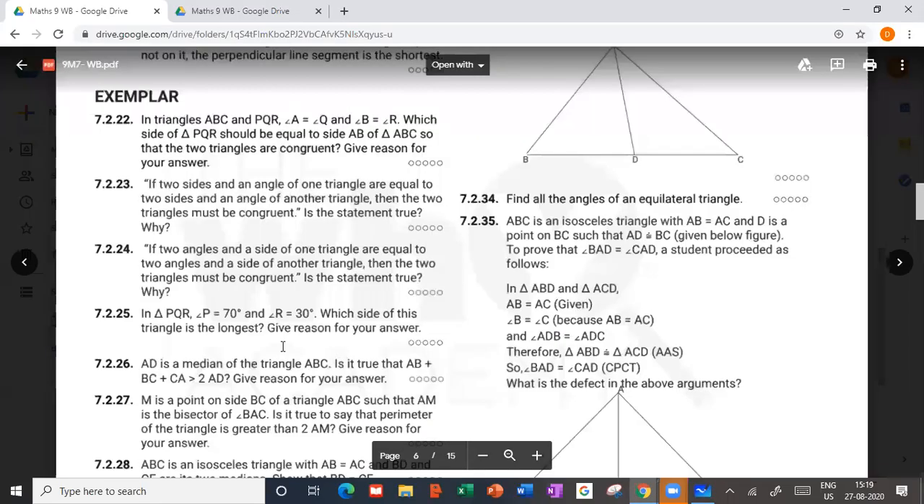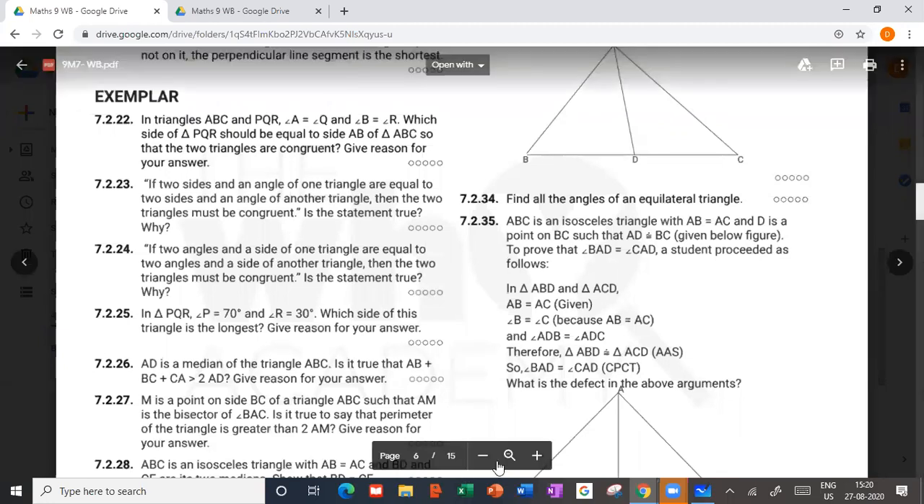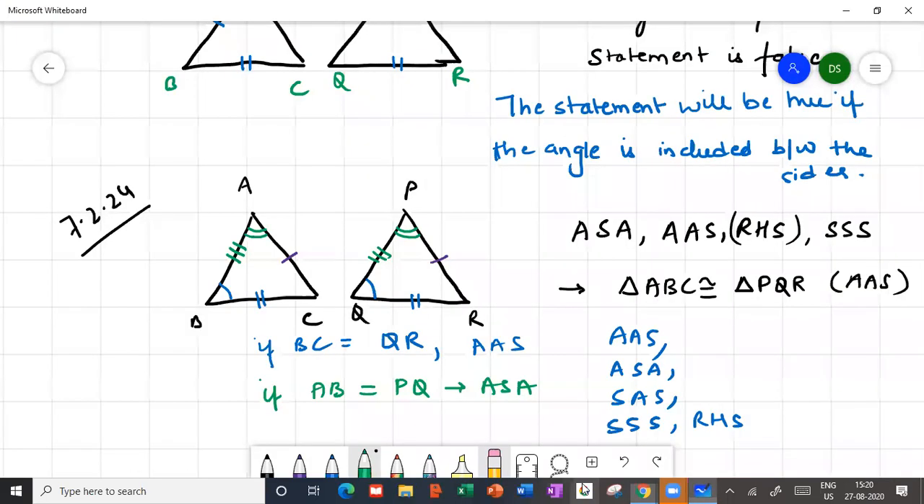Okay, 25th one. In triangle PQR, angle P and angle R is given. Which side of the triangle is the longest? This is easy. Let me quickly do this one.